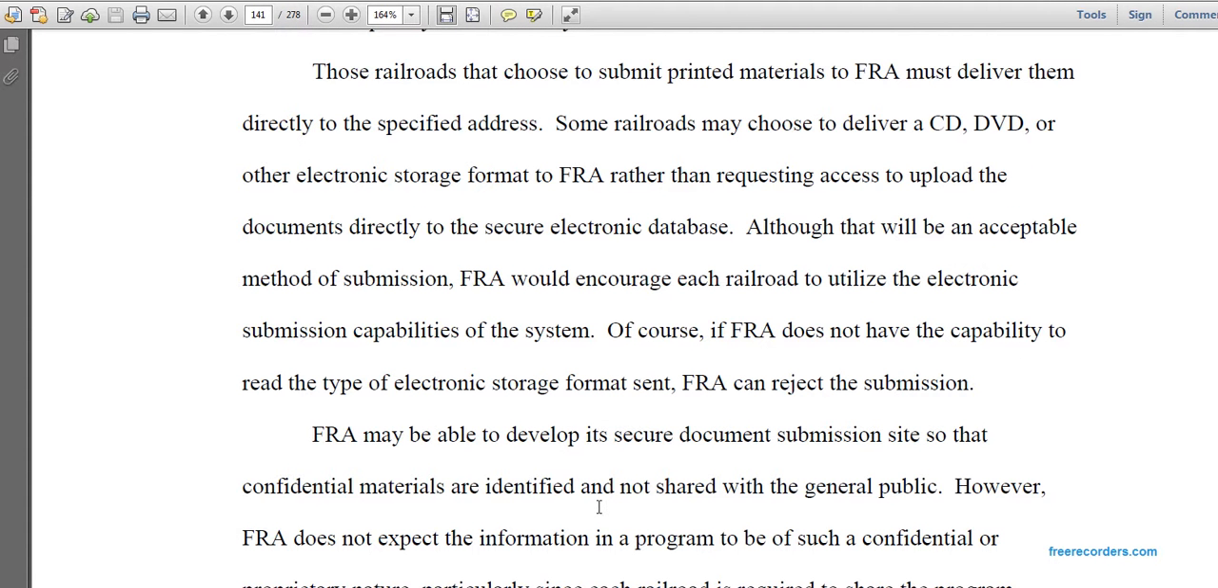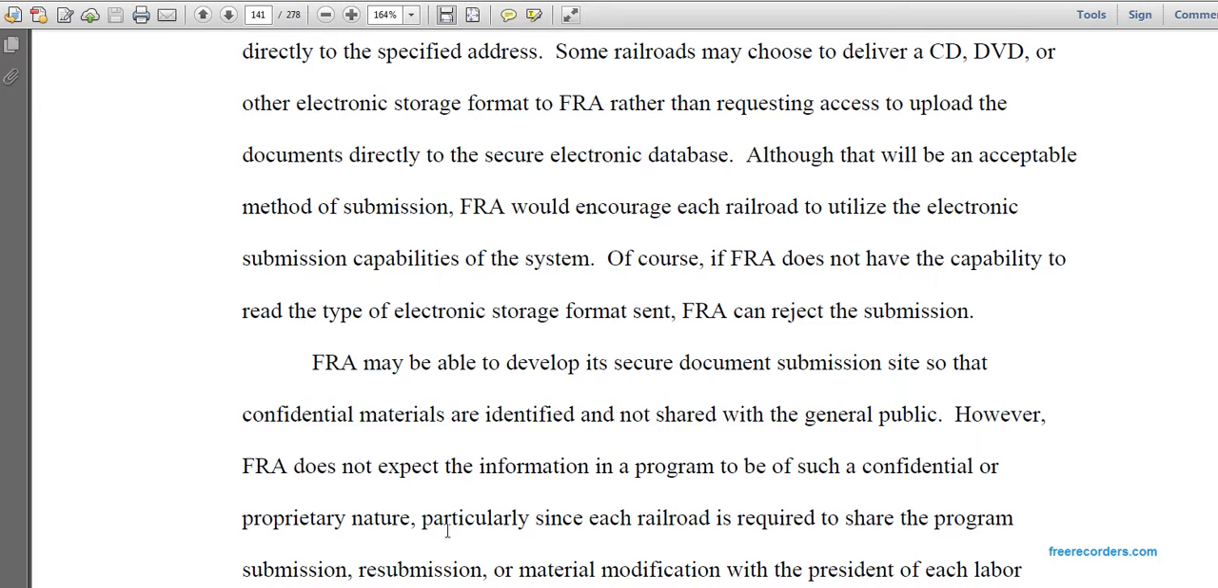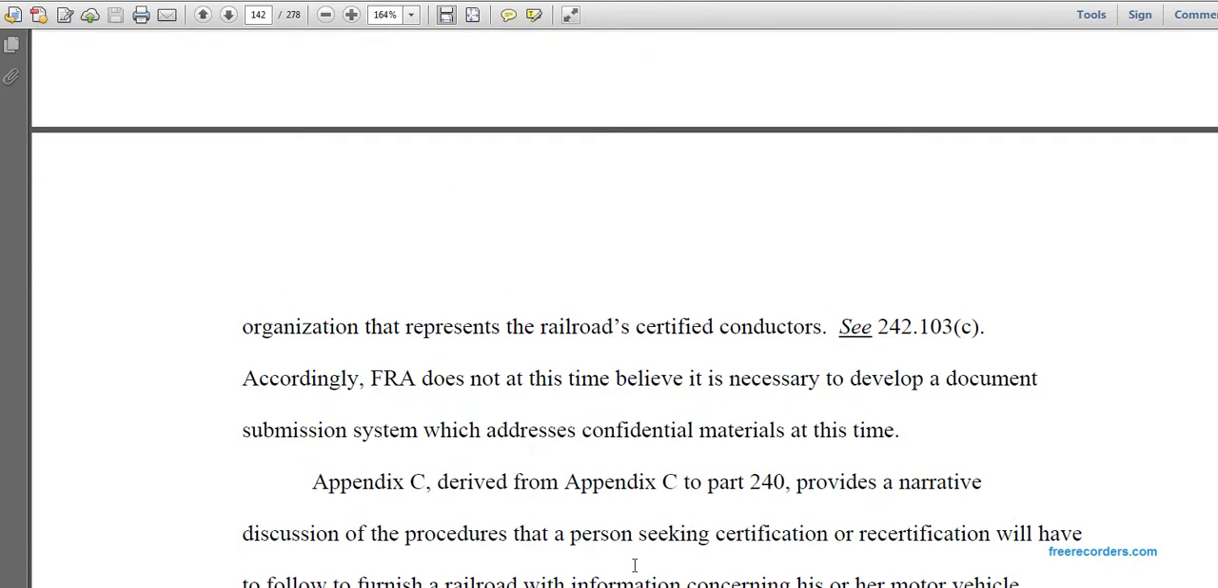The FRA may be able to develop a secure document submission site in which confidential materials are identified and not shared with the general public. However, the FRA does not accept that the information in the program is confidential or proprietary in nature, particularly since each railroad is required to share the program submission and resubmission of material modifications with the president of each labor organization that represents the railroad's certified conductors. See Title 49 CFR Part 242.103(c). According to the FRA, it does not have reason to believe it is necessary to develop a document submission site to address confidential material at this time.